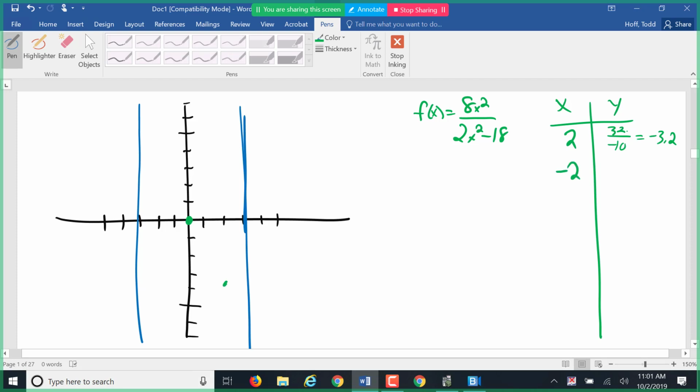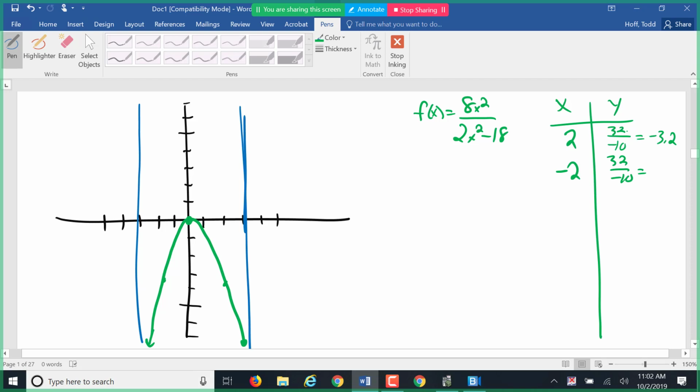Negative 2. Well, negative 2 squared is just still 4, so it's still going to be 32 over negative 10, which is negative 3.2. So this is showing us, if we plotted more points, we're going to get basically a parabola in here, similar to a parabola, but it's restricted at those locations.